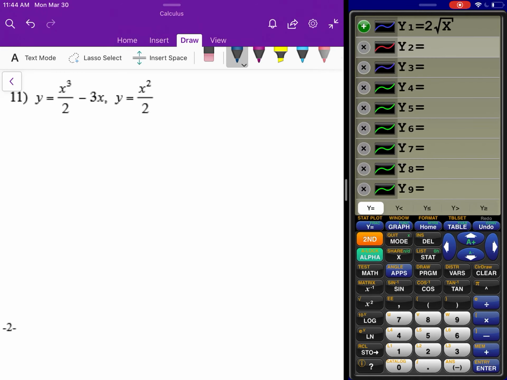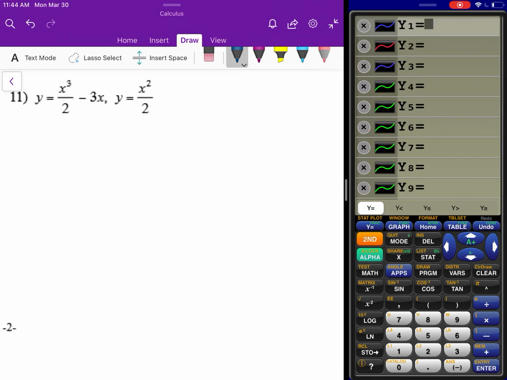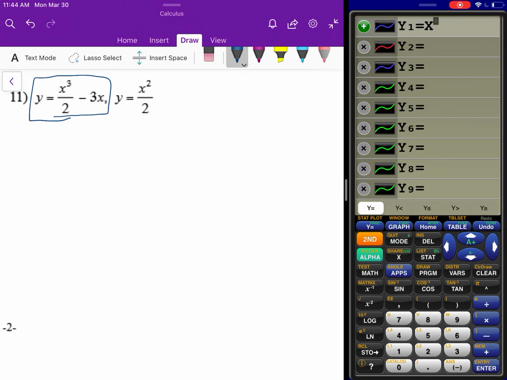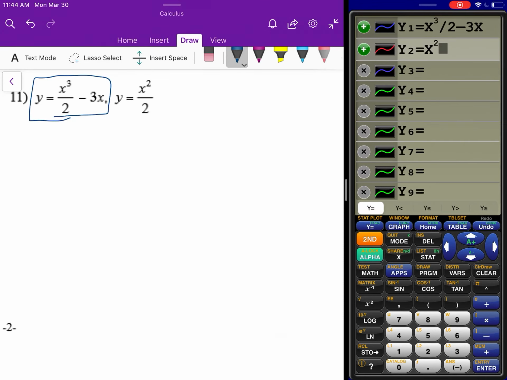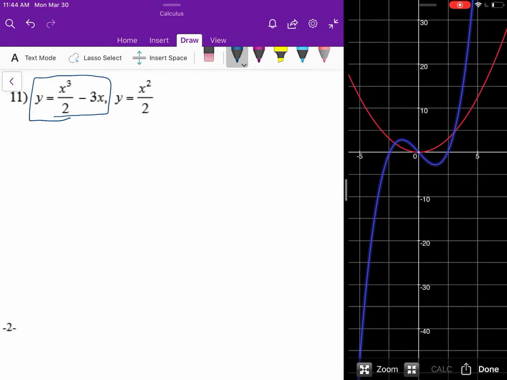This time, we still could do it, and we still could visualize this sum. This one's going to be a little bit harder to graph or to know what the graph looks like. So we'll go ahead and graph both of these. We'll do that one in blue. So this is x cubed over 2 minus 3x, the first function. The second function is x squared over 2. We can graph these. We can see where they intersect.